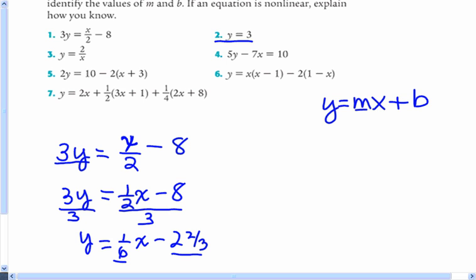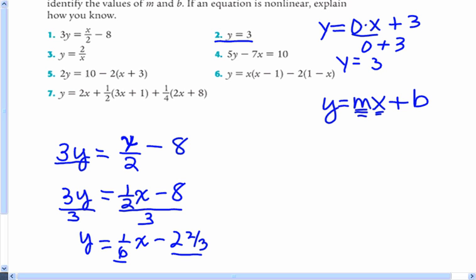Right here, number 2, y equals 3. Is there a way you could write that in this form? In other words, is there something times x that can represent the fact that there is nothing times x right now? And actually there is. We could just represent it as 0 times x plus 3, because 0 times x is the same as 0, and 0 plus 3 is the same as 3. So that's the same equation. So yes, that is linear.